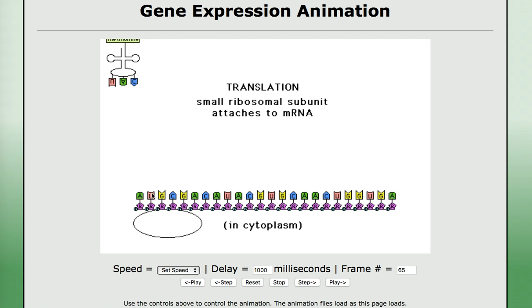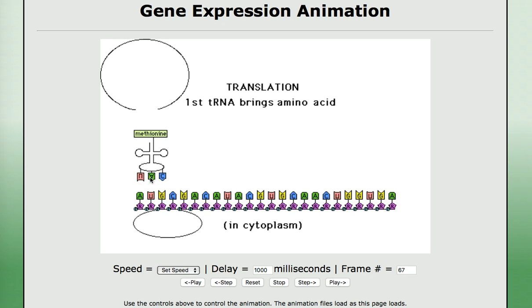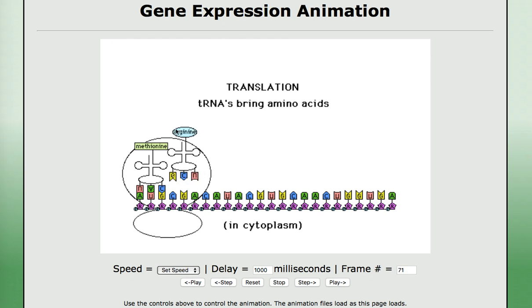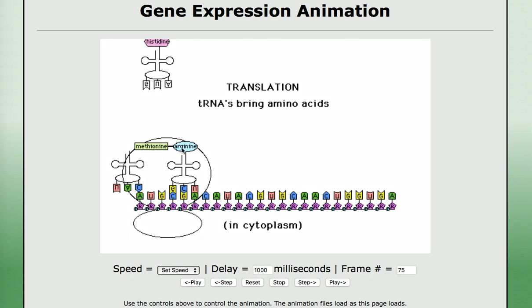Not 2, actually 1. And then the first tRNA comes in bearing methionine. And its anticodon UAC has to match AUG. Then the large subunit attaches. This is the P site right here. Here comes the next tRNA. This is the A site. This anticodon plugs onto this codon, GCU is complementary to CGA, and arginine is carried by this tRNA. The peptidyl transferase reaction occurs right there, and then translocation occurs.